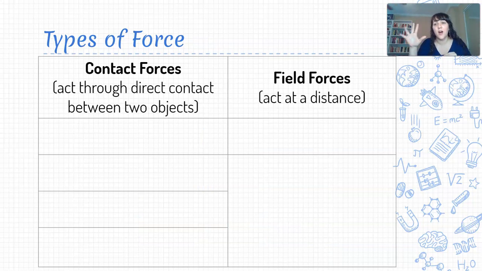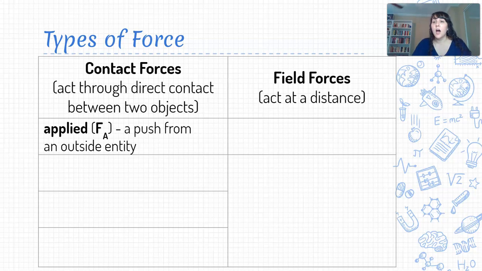Now, ultimately, there are 5 big ones, but they fall into 2 different categories. There are contact forces and there are field forces. Contact forces, as you might guess from the name, are forces that act through direct contact, okay? That can only be exerted if the thing exerting the force is directly touching the object that it is trying to exert a force on. So there has to be direct physical touching between the 2 things to have a contact force, all right? So some examples of contact forces are applied force, which we represent as F for force with a little subscript A.